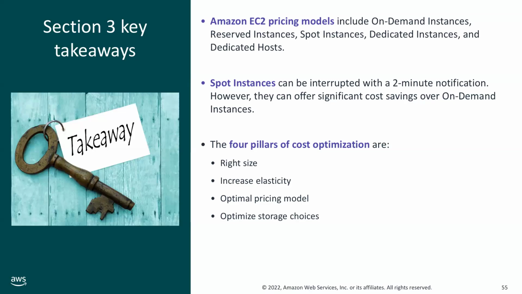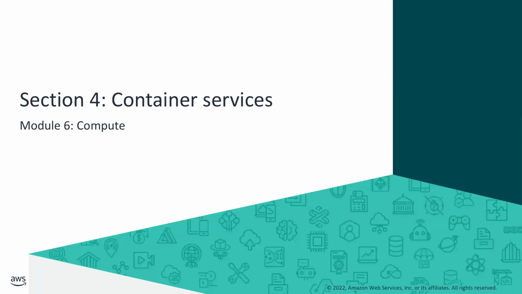We should always strive to increase elasticity, to scale up or down using automatic scaling. That's the last module, but we have to mention it here. We'll see how we can automatically scale our EC2s in probably the last or second last module, right? We should go for optimal pricing models and always look to optimize storage choices. Any question on EC2 cost optimization?